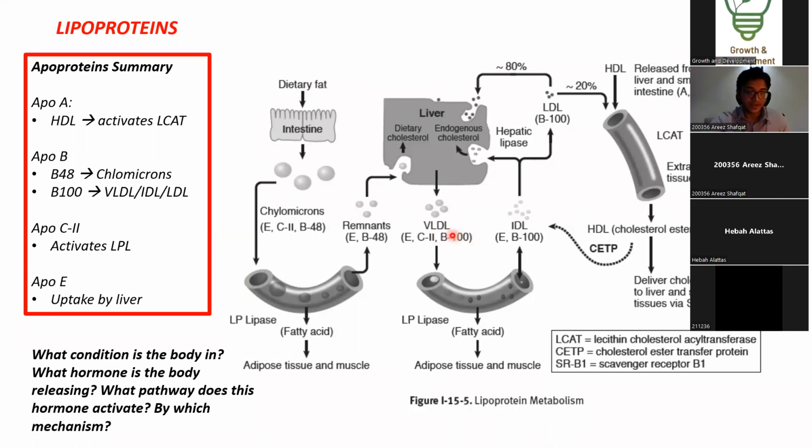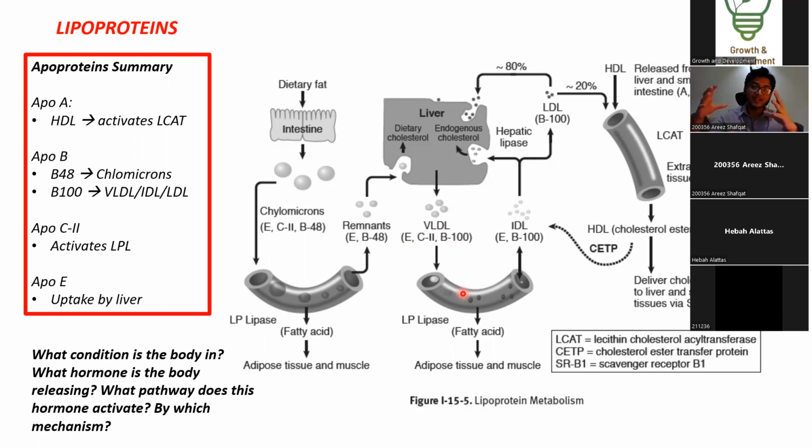VLDLs contain ApoB100, and then it's the same story as with chylomicrons. They bump into HDL. HDL gives them ApoE and ApoC2. I forgot why they need C2. C2 activates lipoprotein lipase here. This is the function you have to remember. ApoC2 activates lipoprotein lipase. So VLDL originally has only B100. It bumps into HDL. HDL gives it ApoE and ApoC2. C2 activates lipoprotein lipase, which extracts these triglycerides from the VLDL into the adipose tissue and the muscle.